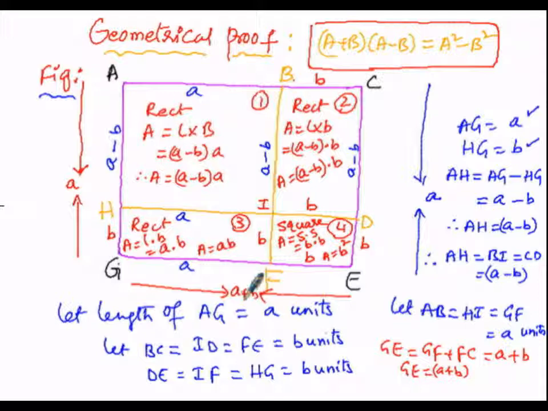Similarly HD also will be a plus b, then AC also will be a plus b. So the entire length will be a plus b. Similarly, the entire length from H to D will be a plus b.